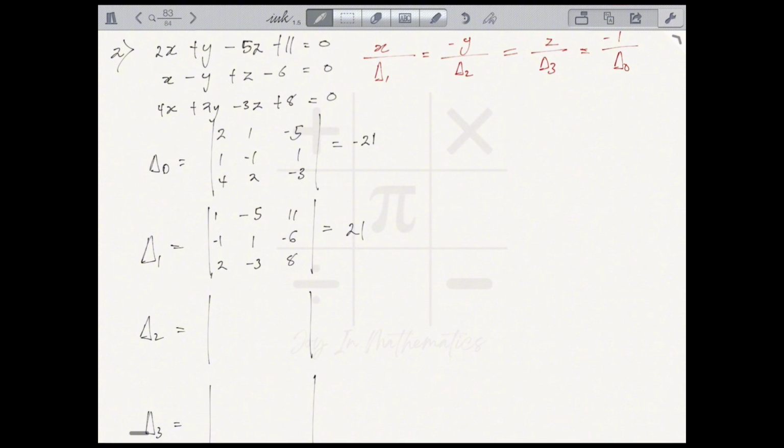All right, moving on, let's evaluate delta 2. Delta 2 is for the y term, so the coefficients of y are omitted, and we have 2, this and this. So with the 2, minus 5 and 11, 1, 1, minus 6, 4, minus 3, and 8. And when we perform the determinant of this operation, we are getting 63.